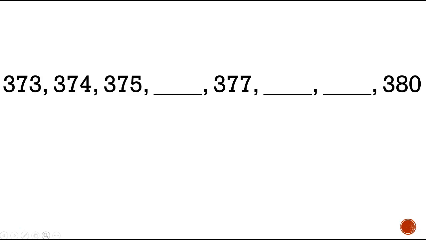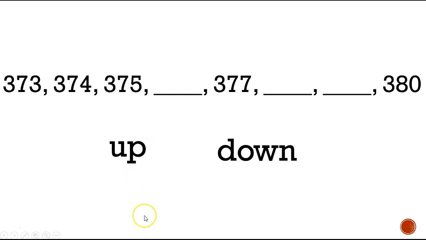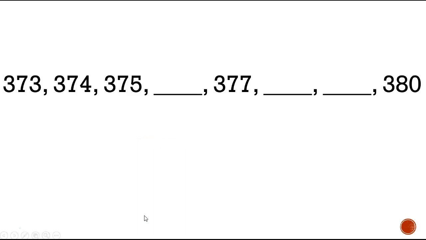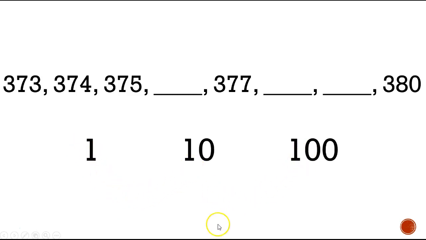Okay, so what did you say? Did you say that these numbers were going up or down? I said they were going up. Did you say that they were going up by ones, tens, or hundreds? I said they were going up by ones. Now let's fill in the blanks. What did you put in for this first blank here? You should have counted up by ones.